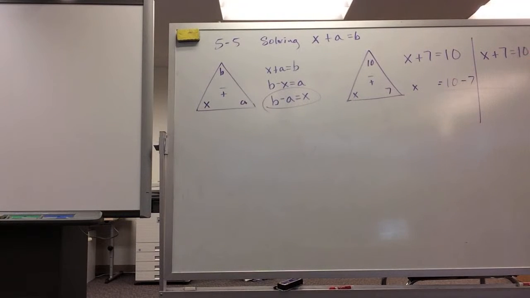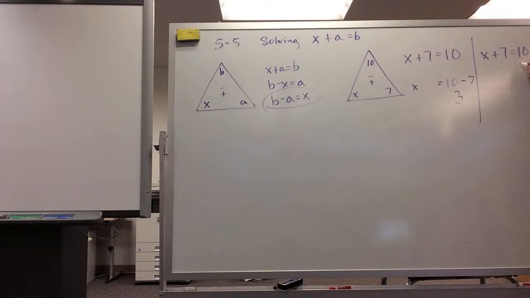So if you don't use a triangle, how do you know that X is equal to 10 minus 7, which is 3? How do you prove that to somebody? How would you argue to them and say, this is what it's equal to and this is why? Forward? Because 10 minus 7 equals 3? Yeah.